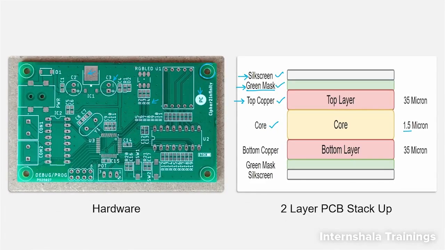Then again on the bottom layer, there will be bottom copper. Then above the copper layer, there will be the green masking layer. And then above the green masking, there will be silk screen. So that's all about the PCB layer stack up. I hope that now you have a good clarity about the PCB layer stack up. And if someone asks you what is layer stack up and what exactly it consists of, I hope that you will be able to answer the question confidently.